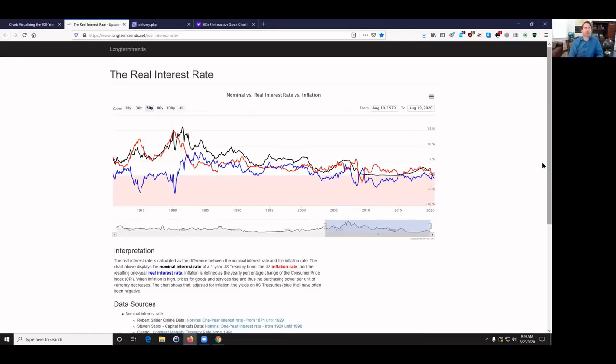So what are real interest rates? We have a nice chart here from Long-Term Trends depicting the real interest rate.